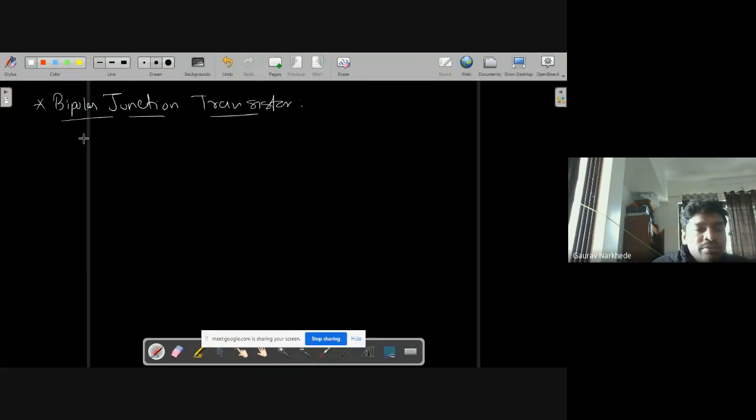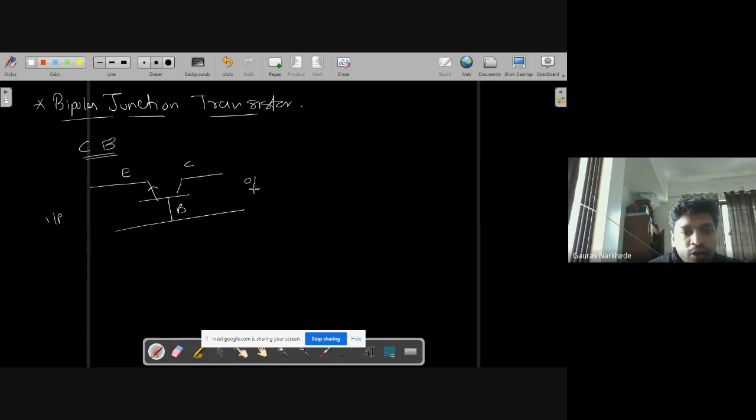So in that we have seen one basic configuration, that is common emitter configuration. Now let us deal with that configuration in detail. First we will discuss common base configuration. Common base means what? Base is common, right? This is emitter, base and collector. Base is common to input and output, right?